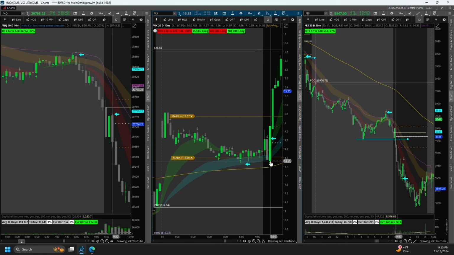Now, when we didn't break it, and we found that support there, and we started to push back up, and we got the bearish CBC flip back long, this was a huge indication once the market was already open that we were going to continue to be very long and strong on the VIX. We break the pre-market high and we continue going, right?